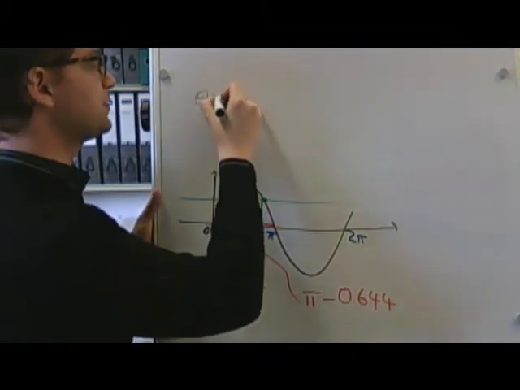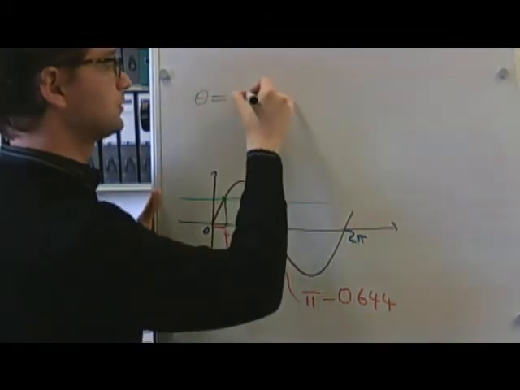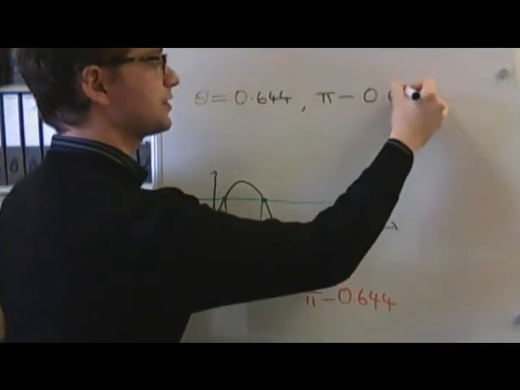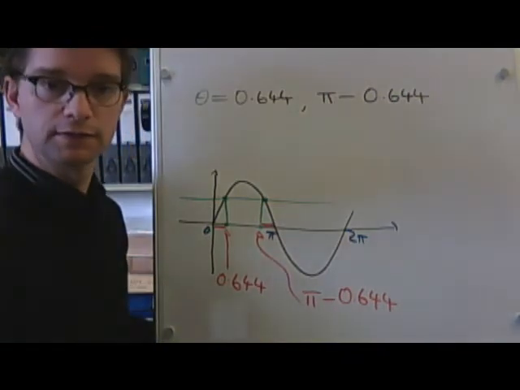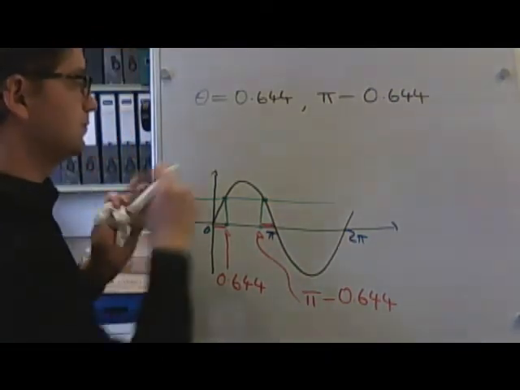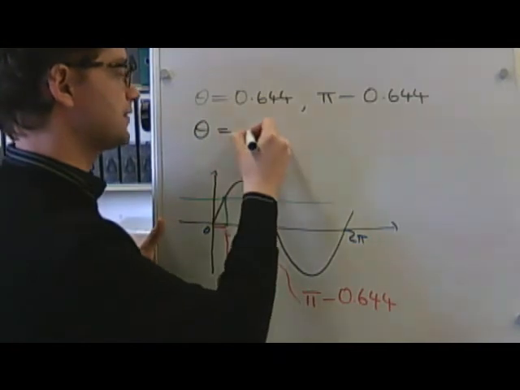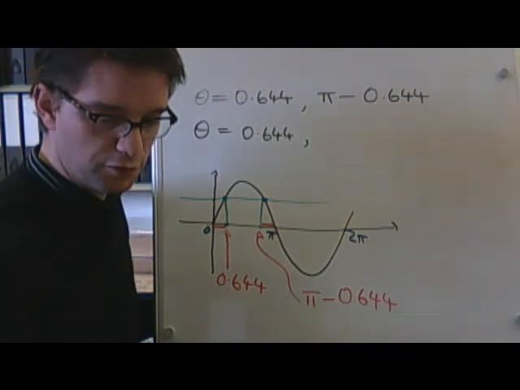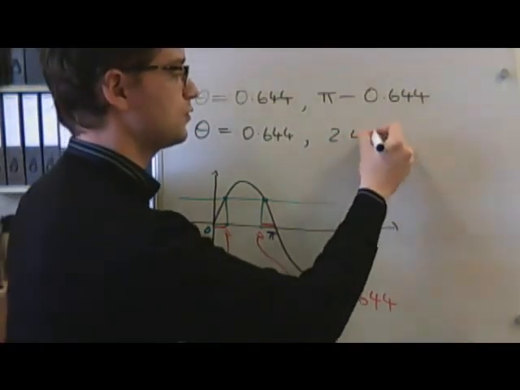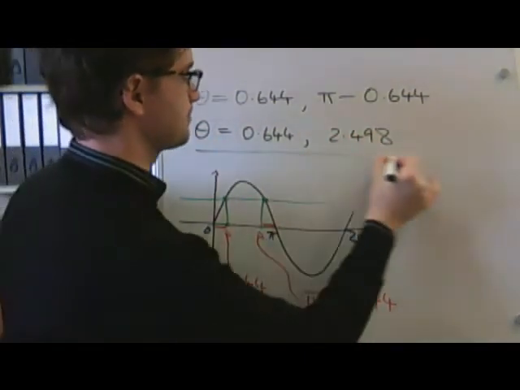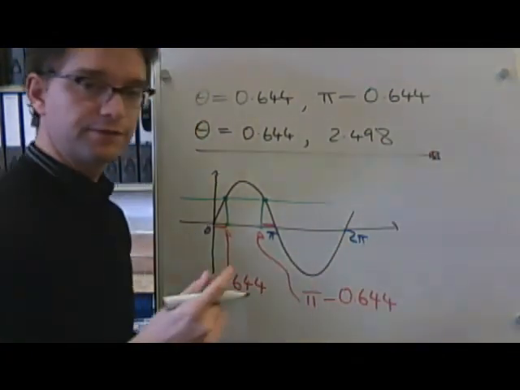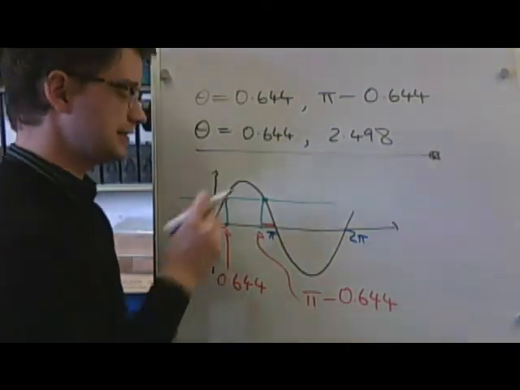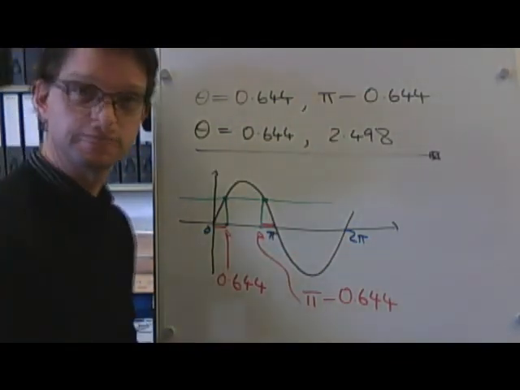So where we've gotten to is that theta equals 0.644 or pi minus 0.644. Okay? And again, we can use our calculator, and that's going to tell us that pi minus 0.644 is, I think it's 2.498. And so those are our two solutions to the equation in the right range between 0 and 2 pi. We found the two solutions. So that's the first example.